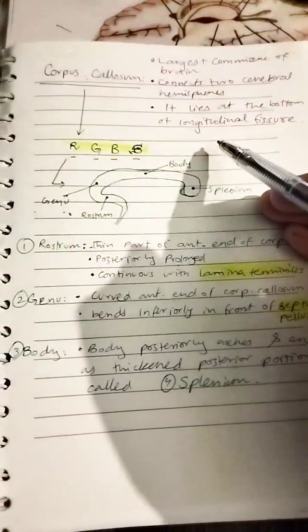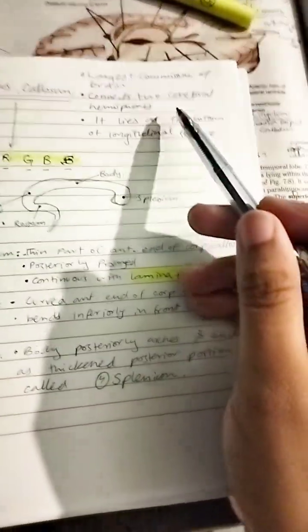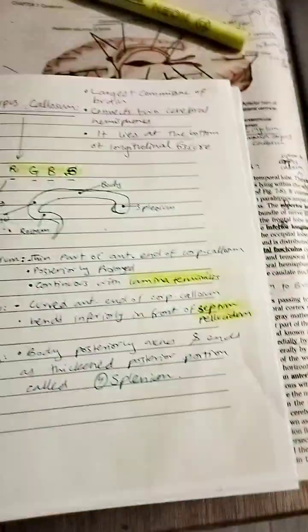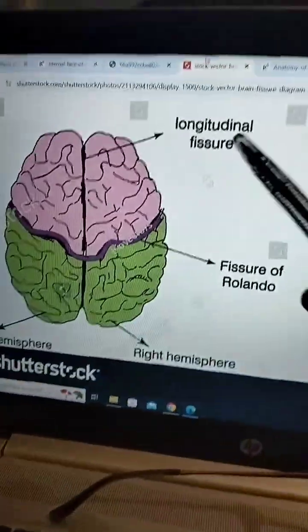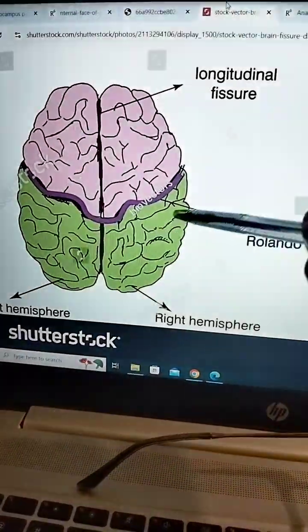If we talk about the corpus callosum, then you can see right here, this is the corpus callosum. The corpus callosum is the largest commissure of the brain, and it connects two cerebral hemispheres, and it lies at the bottom of the longitudinal fissure. So this is the longitudinal fissure, and the corpus callosum is going to lie at the bottom of this.